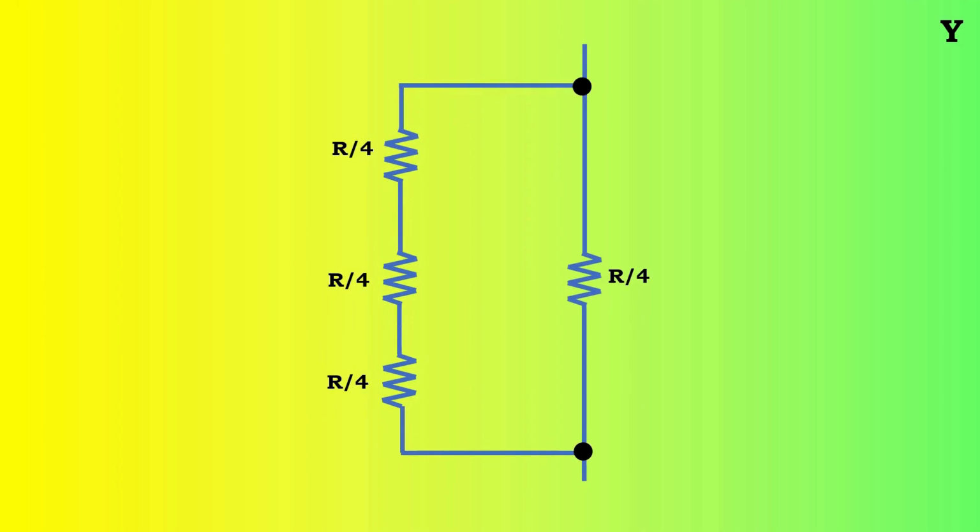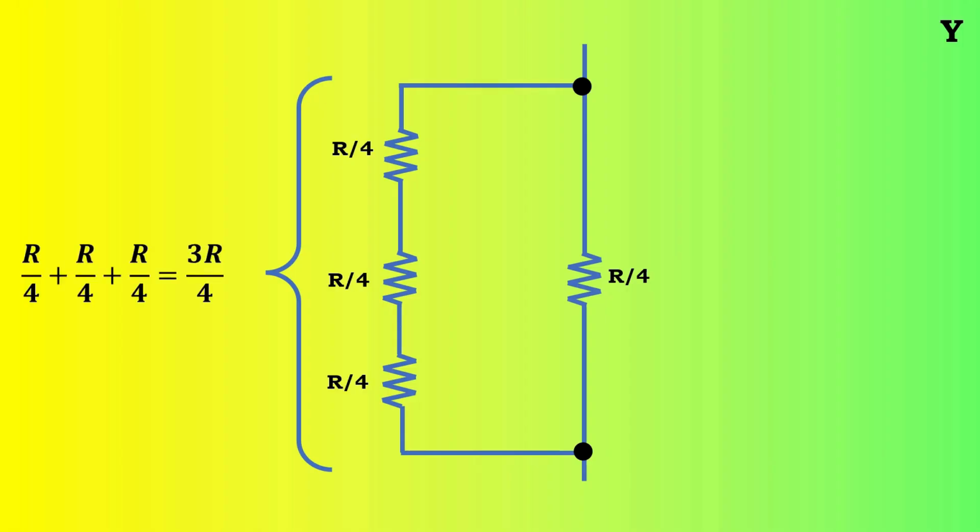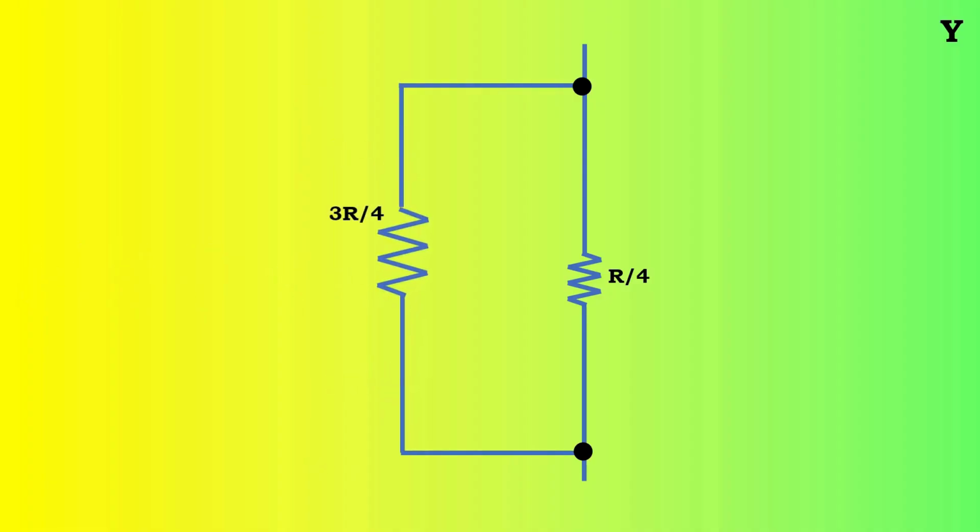These 3 resistors are connected in series. So their equivalent resistance is simply R by 4 plus R by 4 plus R by 4, which gives 3R by 4. The other path contains just a single resistor of resistance R by 4.